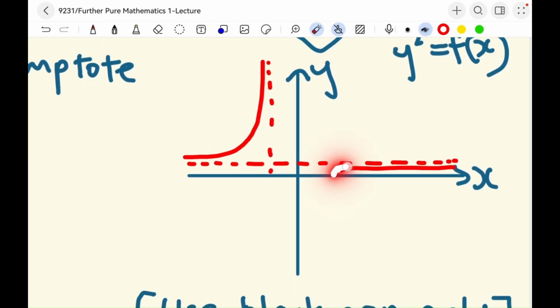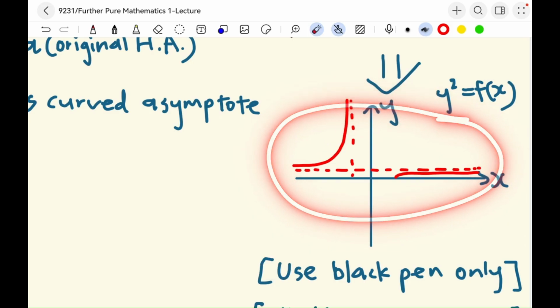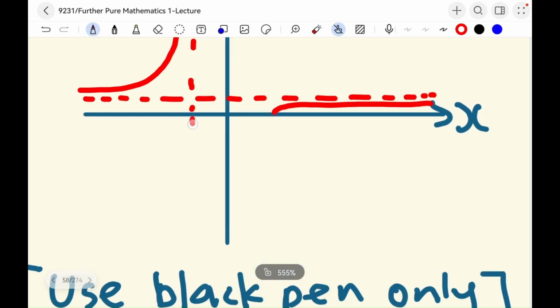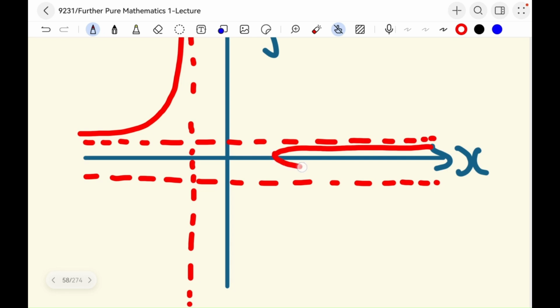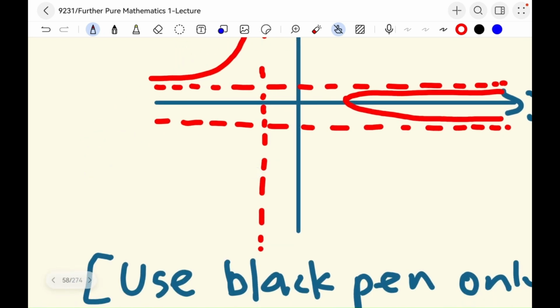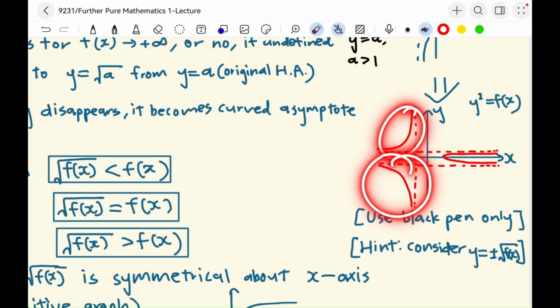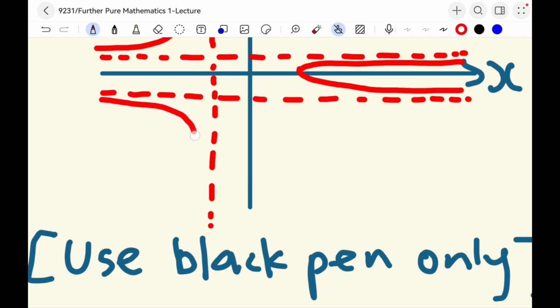This is the higher, then we slowly go like this, and of course it keeps approaching this horizontal asymptote right now. So this is the positive y equals to positive square root of f(x). Now we consider the negative by reflecting the asymptotes and the curve. So this is it. What you can see over here, these two patterns must be the same, just that in the reflected condition. Okay, like this.